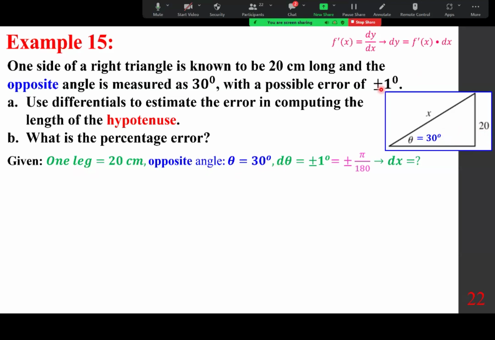Now, this possible error means plus minus 1 degree. Okay, that's the meaning of plus minus 1 degree. The possible error is referred to as d theta, everybody, which is, of course, plus minus 1 degree or plus minus pi over 180. And we want to know what? Use the differential to estimate the error in computing the length of the hypotenuse. The error, or dx. So that's another terminology for dx: the error.